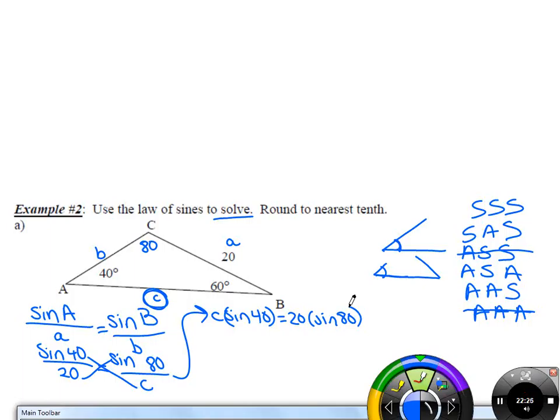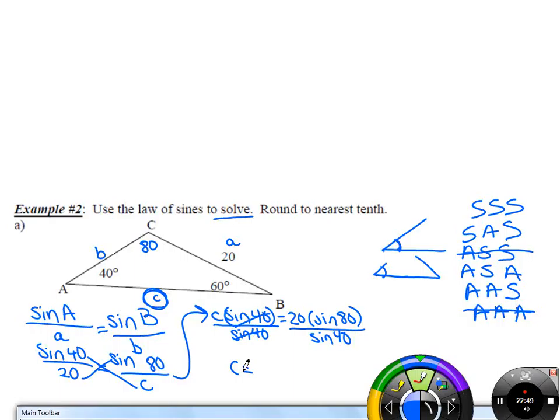So do you guys agree with what Ben's saying? So here's C. To get it alone, I have to get rid of what it's multiplying by. Since it's being multiplied by something, I'm going to divide by that number. Okay? And that will cancel that out. Okay? And so then in your calculator, here's what you're going to calculate. What is 20 times the sine of 80? And then divide that by the sine of 40. Okay? And then you'll have your answer.